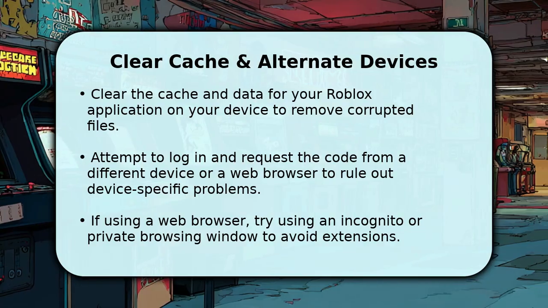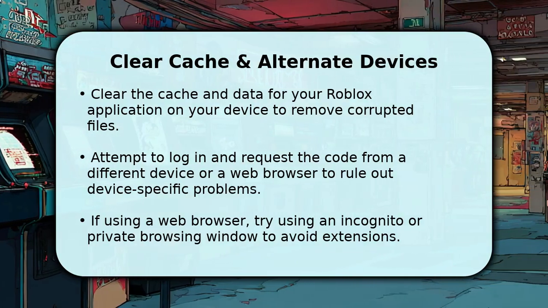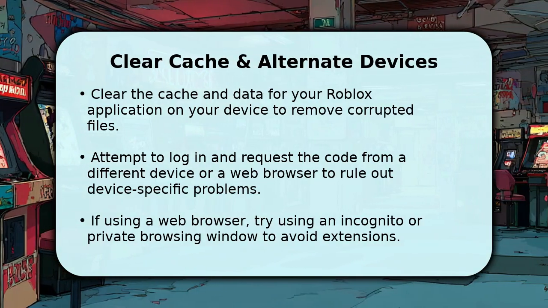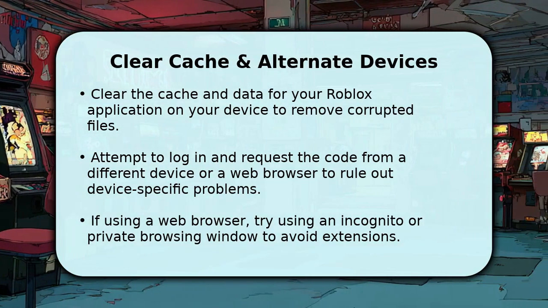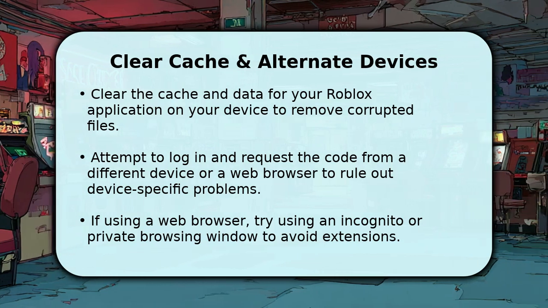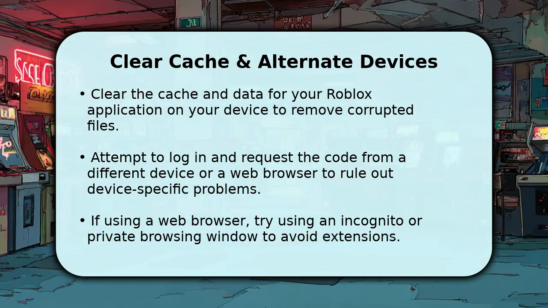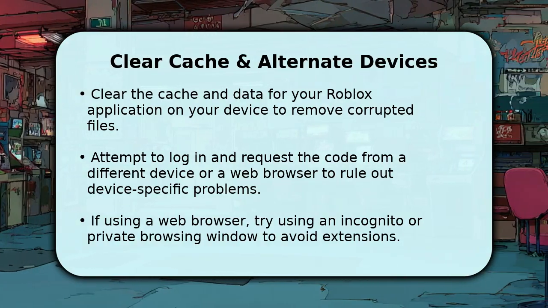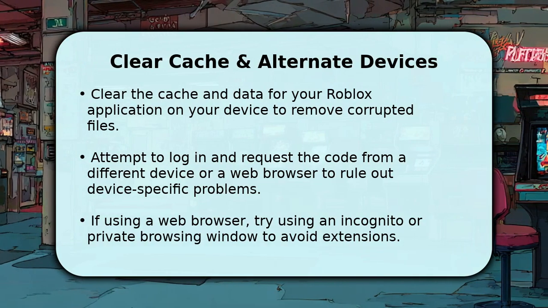Next, attempt requesting the verification code from a completely different device, like a tablet or another phone, or even through a desktop web browser. This helps determine if the issue is specific to your primary device. If using a web browser, try an incognito or private window to bypass any browser extensions that might interfere.